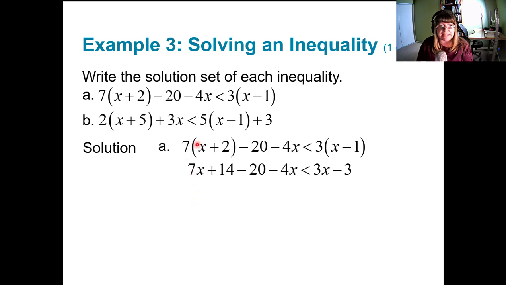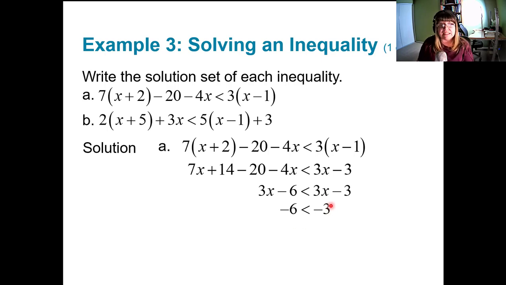So I get 7x plus 14 minus 20 minus 4x is less than 3x minus 3. Adding like terms, I get 3x minus 6 is less than 3x minus 3. We get negative 6 is less than negative 3, after we subtract 3x from both sides. Now, is that a true statement? Absolutely. Negative 6 is less than negative 3.